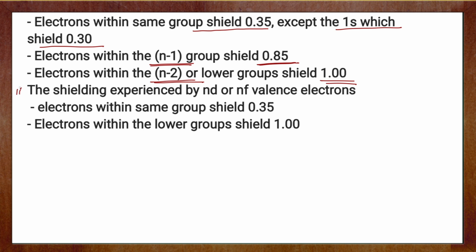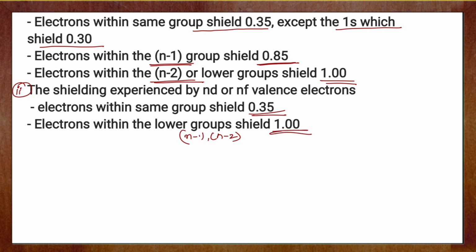Now, in the second case, we are going to consider the shielding experienced by nd or nf valence electrons. So, if we have the valence shell in the d orbital or f orbital, electrons within the same group shield 0.35, and the electrons within the lower group, whether it is n-1, n-2 and so on, the shielding is 1.